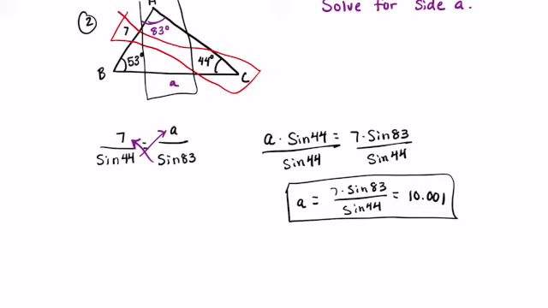So that is really the easiest form of the law of sines that we're going to see. Be sure to check out the next video that talks about the ambiguous case when we're given two sides and one angle.